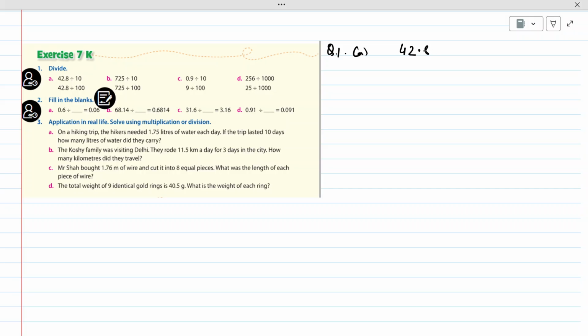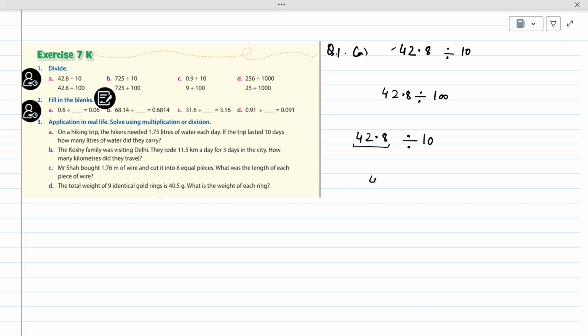Part A: divide 42.8 by 10 and also 42.8 by 100. Okay, let's see. So kids, I'm picking this first. 42.8 has to be divided by 10. How can we write this 42.8?